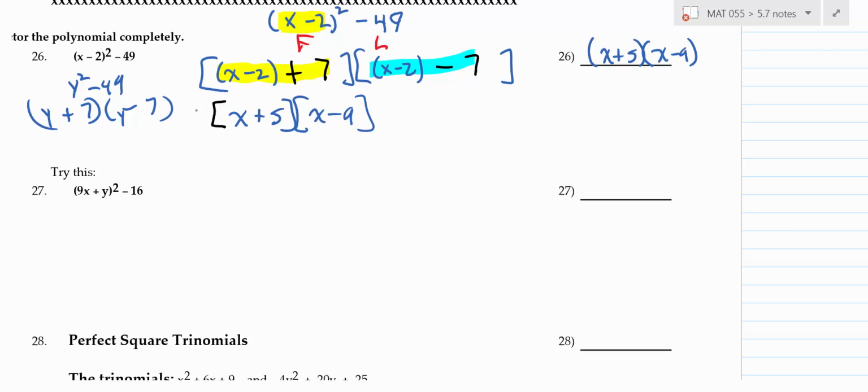Now that's one way to do that. The other way you could check this is you could multiply the whole problem out, and then you could FOIL your answer, and they'd be the same. You could do that either way. Okay?